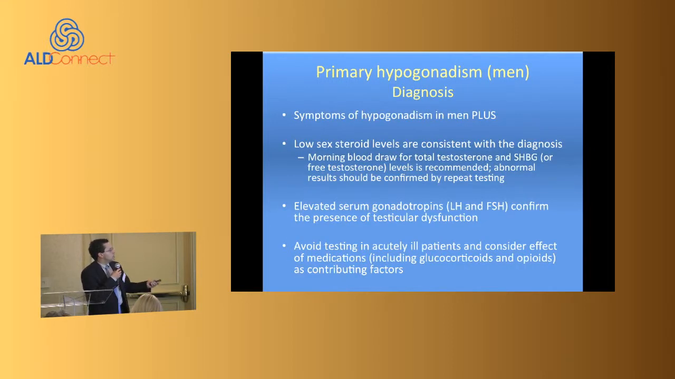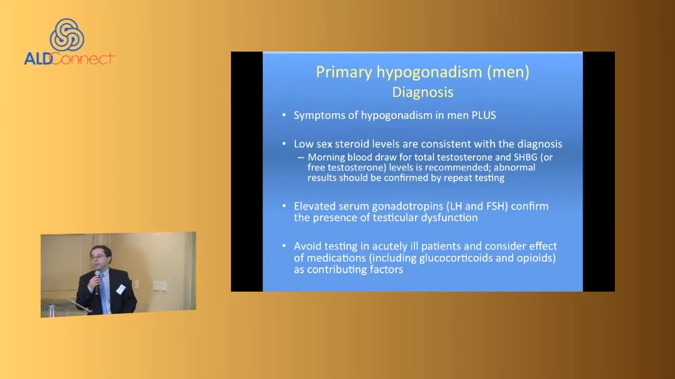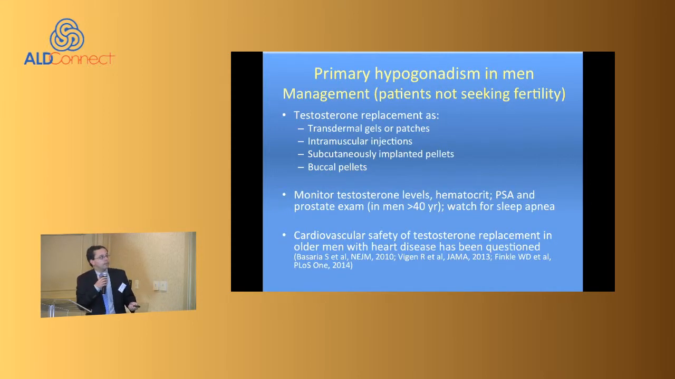How we make the diagnosis in patients who are symptomatic: we measure testosterone, either total or free testosterone levels, that need to be rechecked to be confirmed in patients who have abnormal results. And high LH and FSH confirm that it's really a primary testicular dysfunction that causes the low testosterone. Now, patients who are ill in the hospital should not be tested because any acute illness or injury will actually lower their testosterone, so they need to be at their usual outpatient state before they can be tested. Replacement therapies.